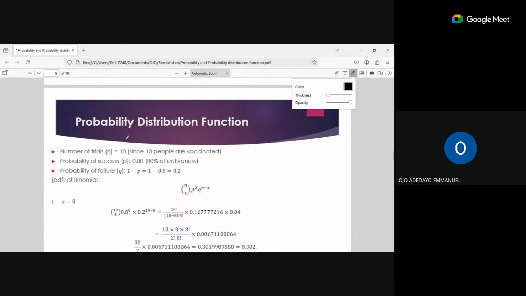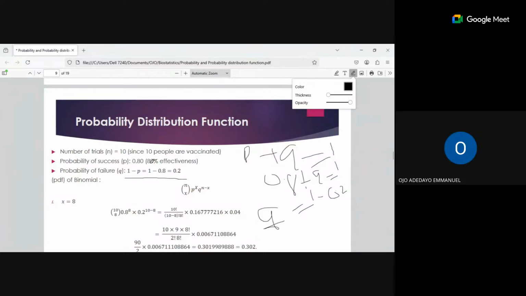Now let's quickly look at the solution. The number of trials is 10 since 10 people are vaccinated. The probability of success, which is P, is 0.8, which is 80% effectiveness. Now, remember that the probability that it is going to be effective plus the probability that it is not going to be effective is equal to 1. So 0.8 plus the probability that it is not effective, which is Q, equals 1. To find my Q, send the 0.8 outside, and we have 1 minus 0.8, which is 0.2.